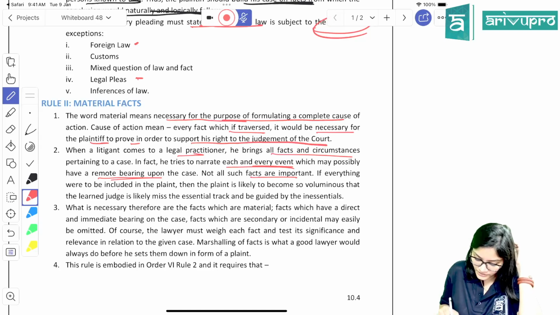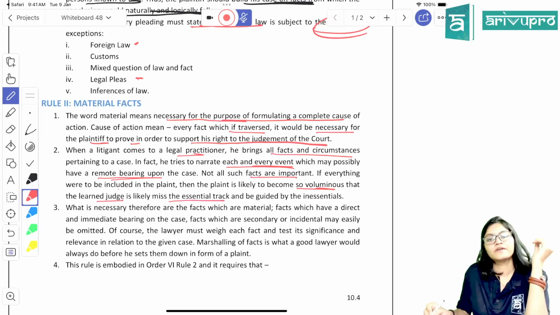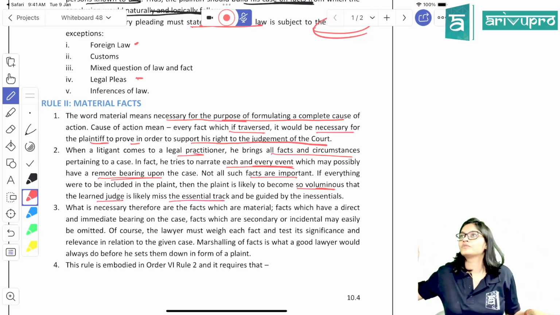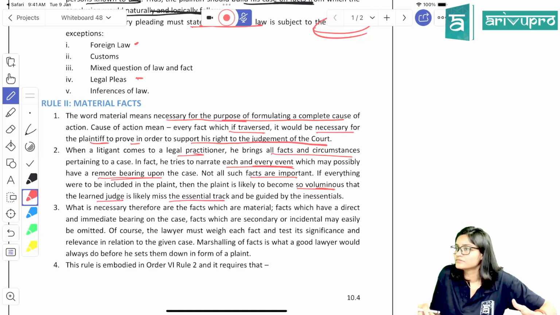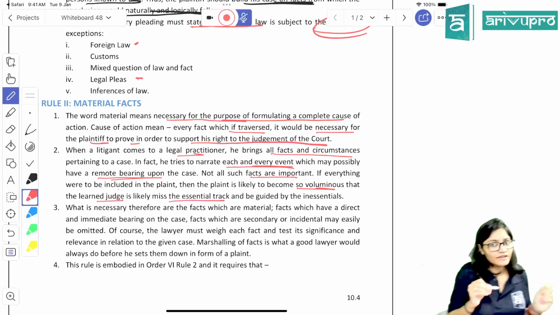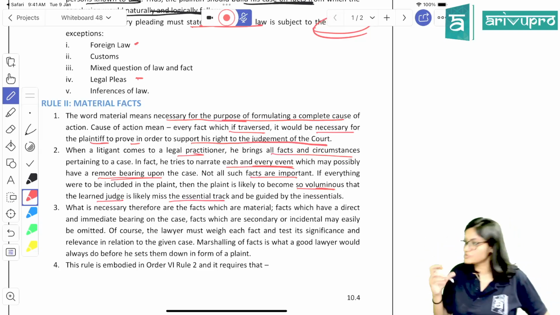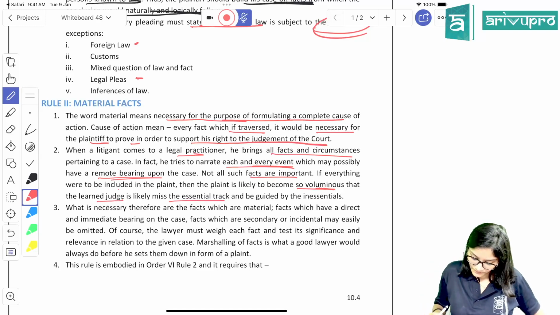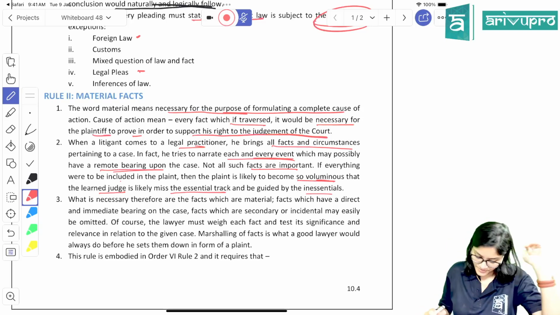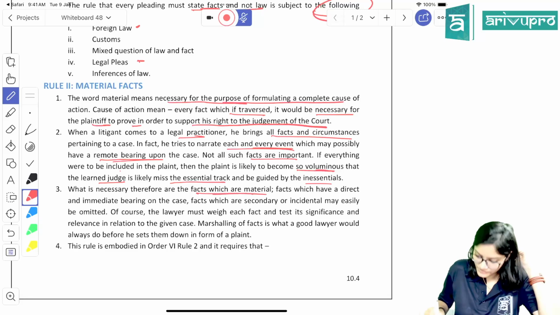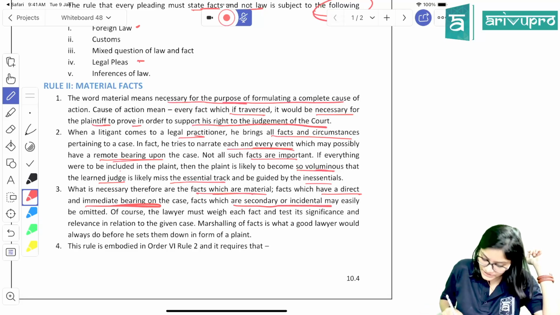If everything were to be included in the plaint, then the plaint is likely to become so voluminous that the learned judge is likely to miss the essential track. If you write down each and every point, for example, in the morning I brushed at 7 o'clock, at 8 o'clock I went to the office, it is not needed, right? Because if you write each and every small fact, the main important thing will be missed by the judge because it will become so voluminous, so huge. The court will be guided by inessentials and will see only unimportant things, which is not our purpose, right? What is necessary, therefore, are the facts which are material, facts which have a direct and immediate bearing on the case. Facts which are secondary or incidental may easily be omitted.